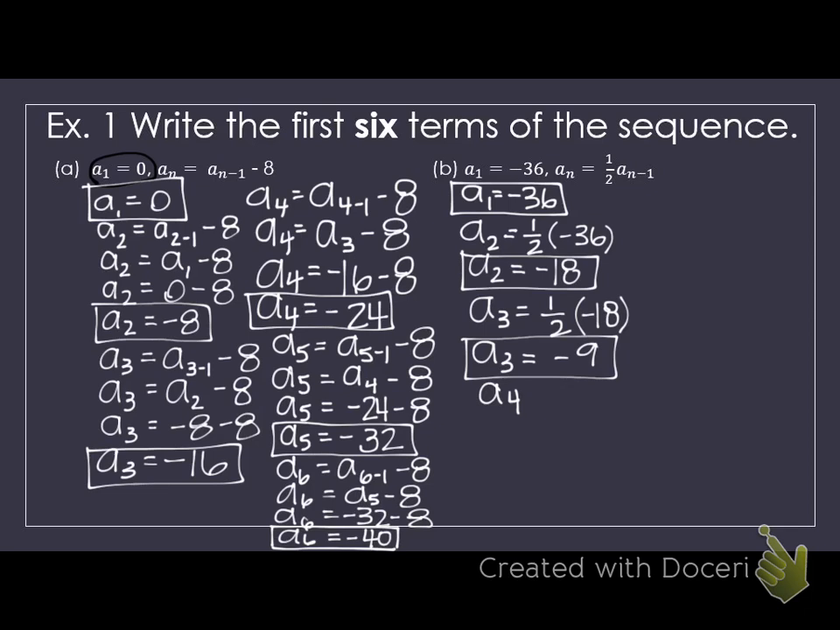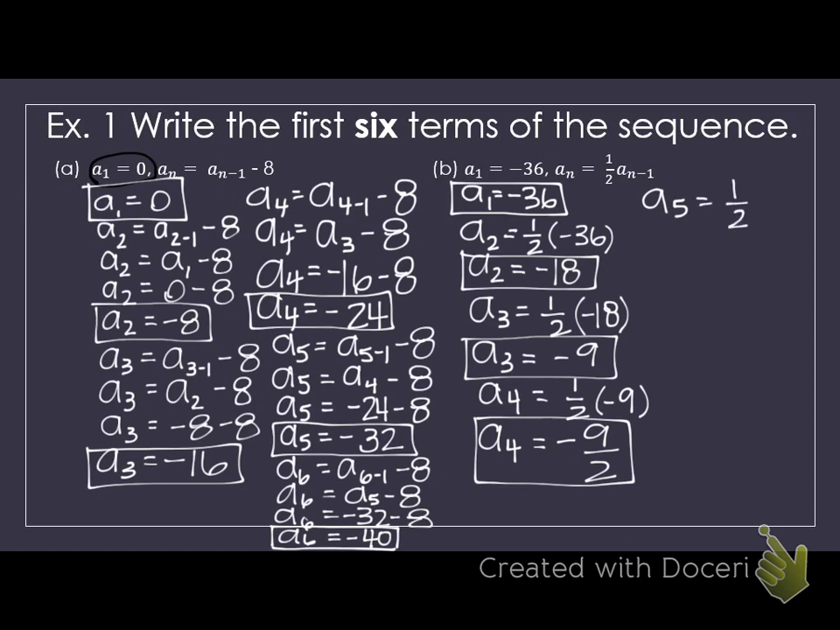Okay, for a sub 4, what was the previous term? We're doing 1/2 times the previous term, which was -9. So the fourth term is what? Give me an improper fraction. Don't give me a decimal. Give me a fraction. -9/2. Awesome.